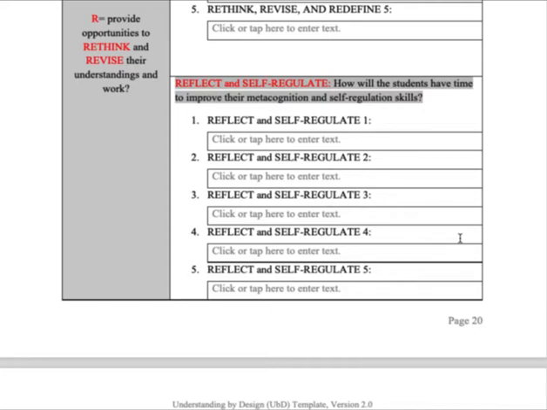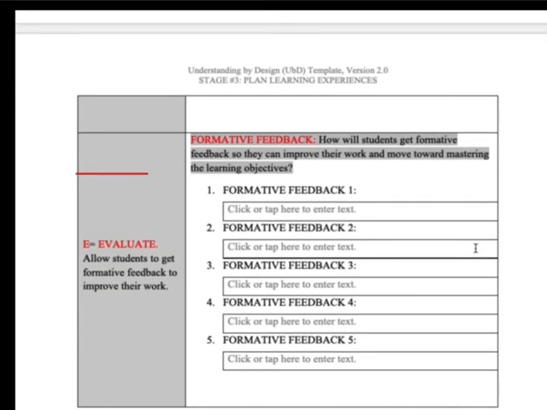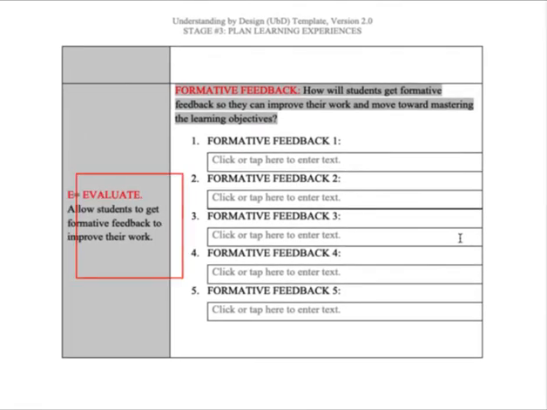Next, in our WHERETO framework, we come to the second E, which is evaluate, allowing students to get formative feedback to improve their work. For example, students will receive immediate digital feedback on Diagnosis 3 lesson example checks and be able to use that feedback to know which examples to review prior to starting their homework.